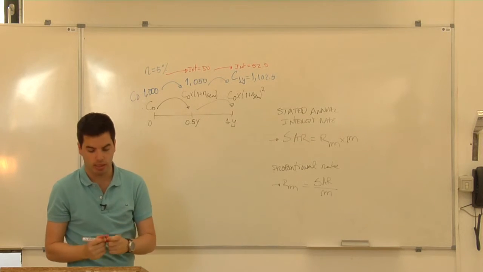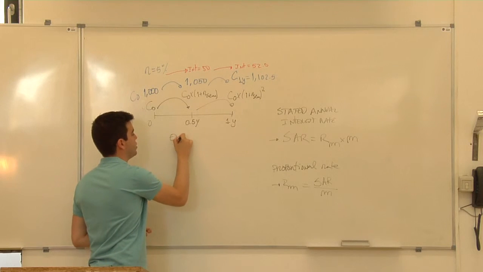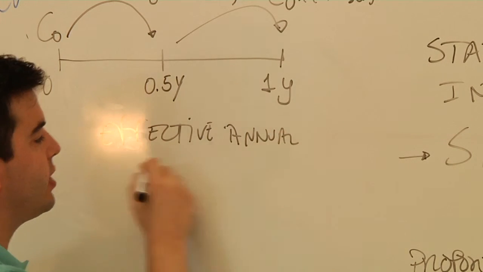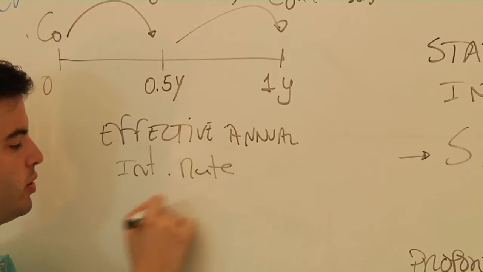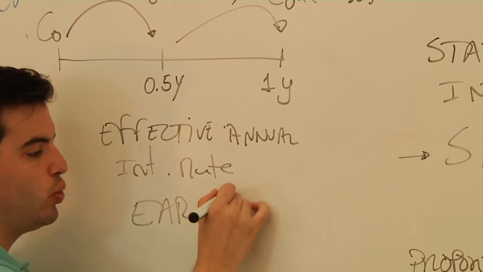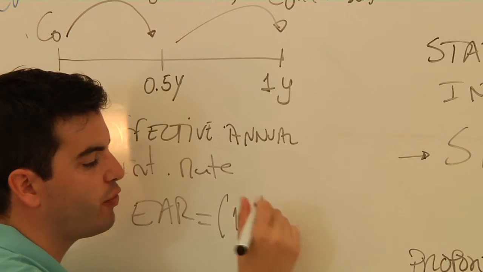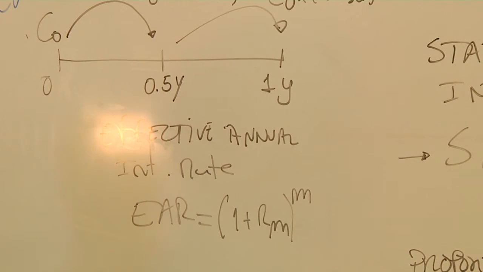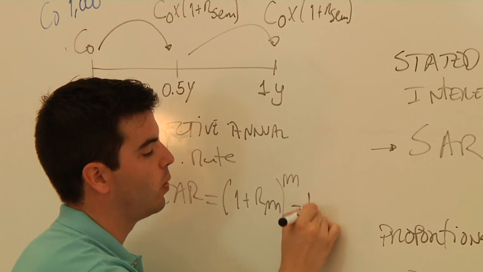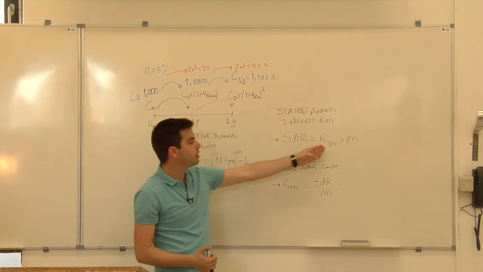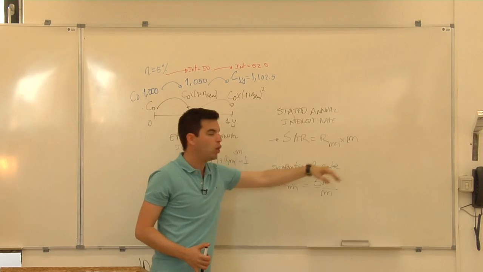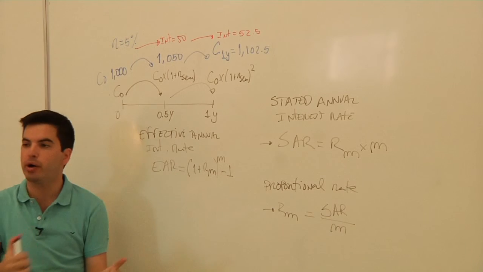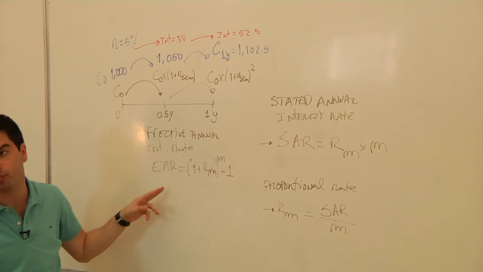So let's calculate the effective annual interest rate. The effective annual interest rate, EAR, will be equal to 1 plus the rate for the smaller period, for the semester, for example, to the power of m, the number of periods, the number of semesters, and then we subtract 1. So it's not simply multiplying the semesterly rate by 2. We have to compound the semesterly rate twice, so we are taking into account the compounding effect, then we subtract 1 and we get the effective annual rate.